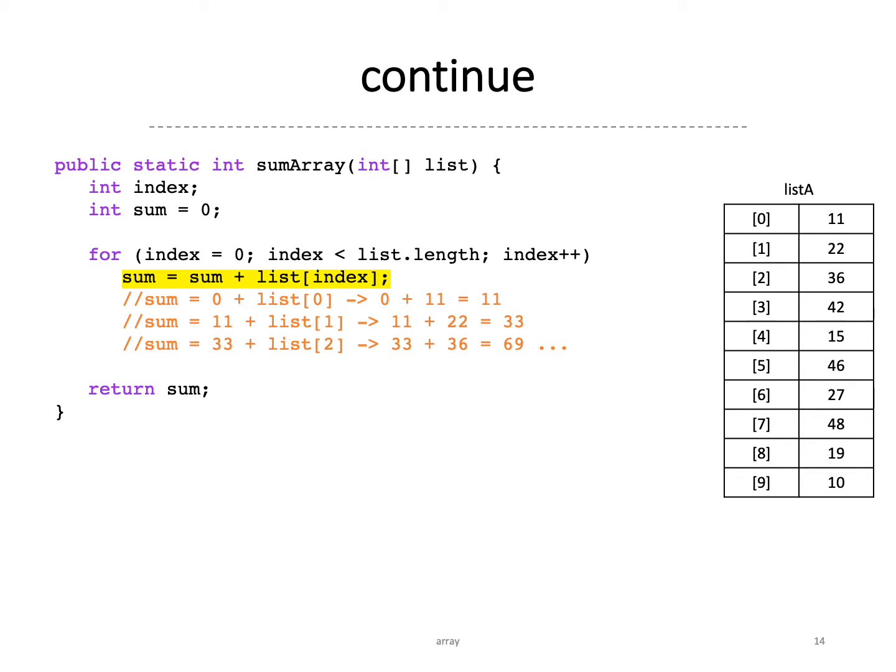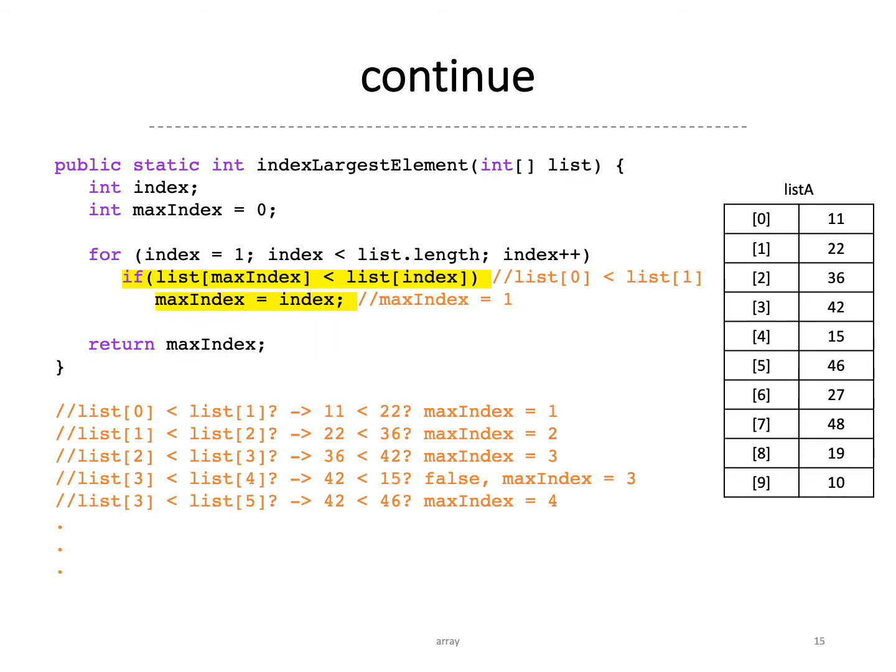As sum is initialized to 0, in the for loop, it adds 0 and the element in list at index 0, which is 11. So in the first round, the sum is 11. At index 1, the element is 22. So 11 plus 22 is 33. It continues and accesses all the elements within the list array using the index number and adds it to the variable sum. The final value of sum is then returned to the caller.